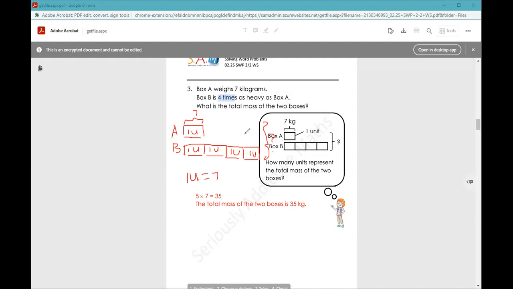How many units are there, A and B together? 1, 2, 3, 4, 5. So there are 5 units altogether. Then you say, okay, 5 units would be equal to 5 groups of 7, which is why the grouping is very important. We keep using the word grouping here, 5 groups of 7. So 5 times 7 equals 35, and then write the statement here.